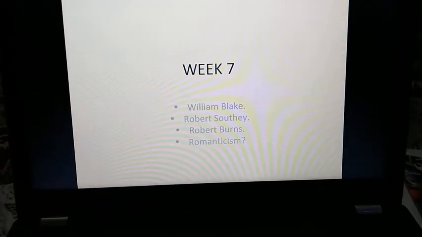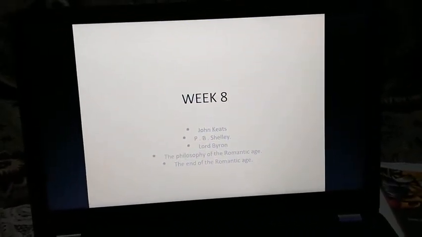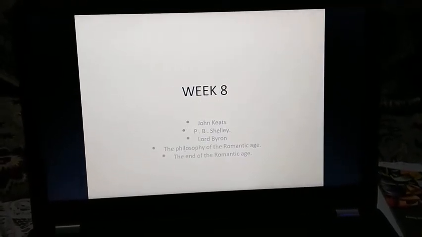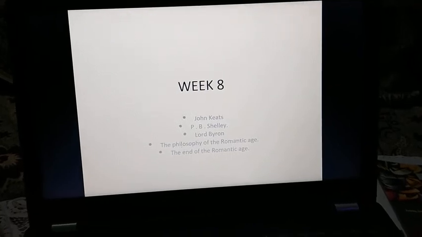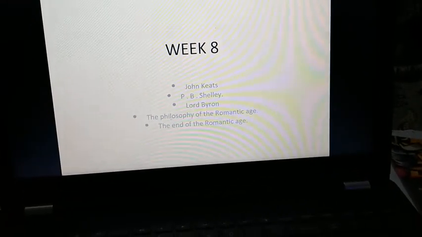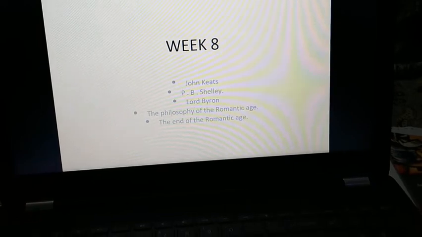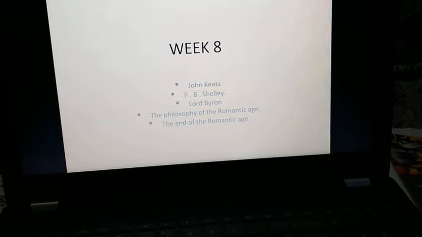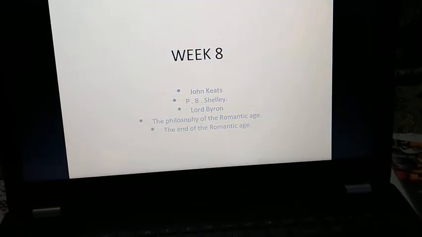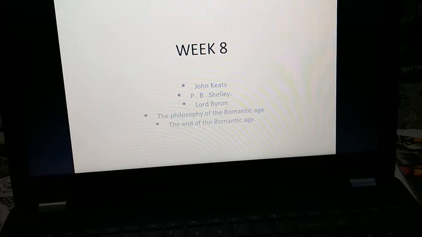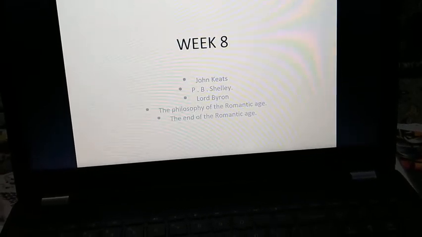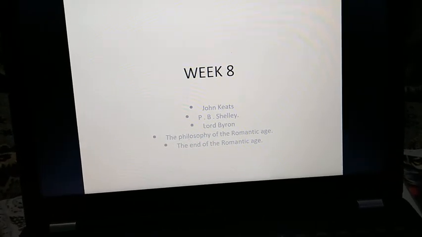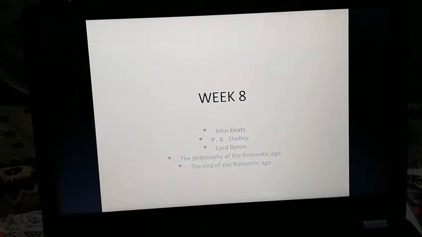So in the next week, that is week 8, which was the last week, the week began with the revision of week 7. The final week included the works of other great poets such as Keats, Shelley, etc. The main motive was to let us know about the writing style and their beliefs, which can be seen in their poetries. The topics covered were Introduction to John Keats, his style of writing and famous works, Introduction to P.B. Shelley, his style of writings and famous works, the philosophy of the Romantic age, and the end of the Romantic age.